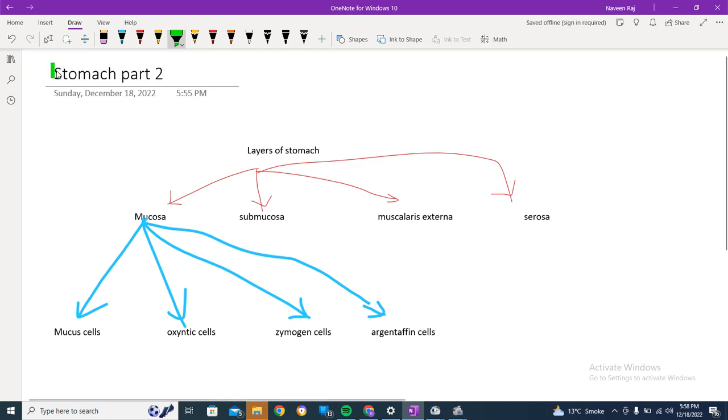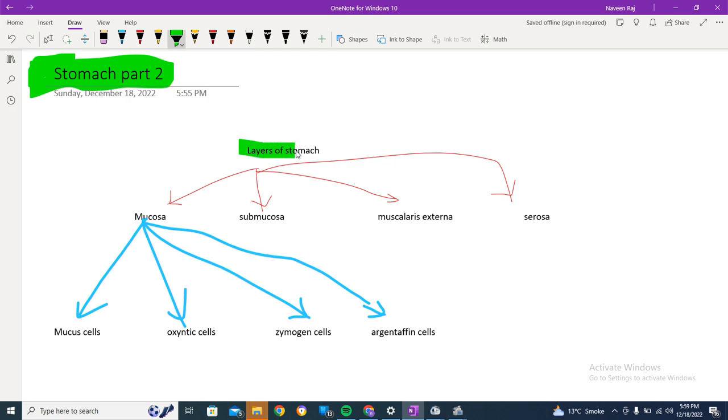Today we are having part 2 of the stomach, and according to me this is the most important part, because we will be discussing the layers of the stomach in this video. This is the anatomical series. In the physiological series we will be discussing the functions as well, so you don't need to take tension. And if you are afraid to see this flow chart, don't be afraid. This is quite simple.